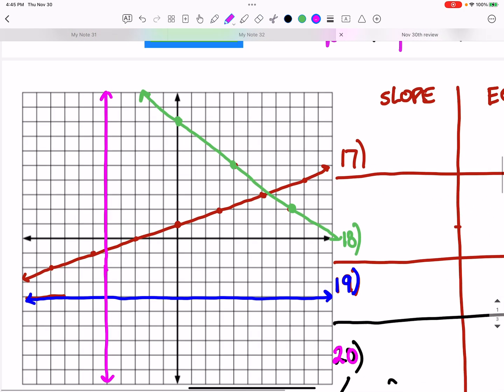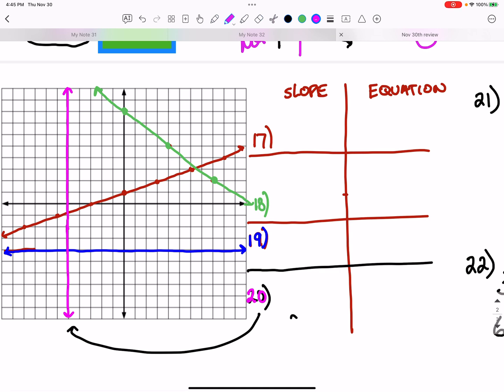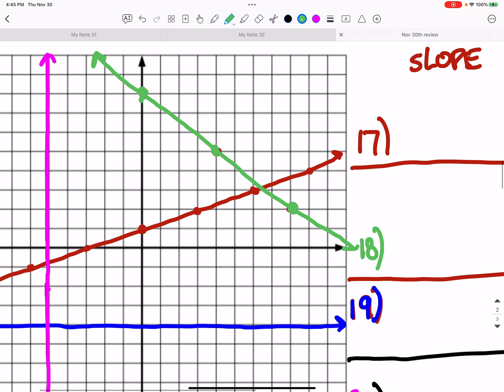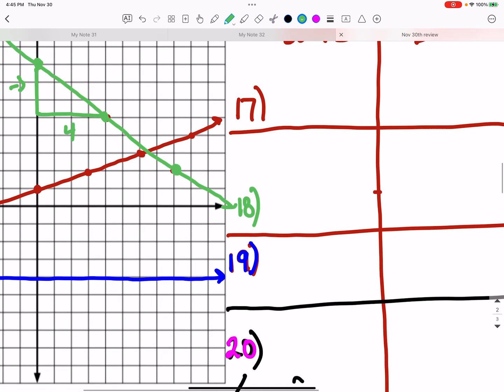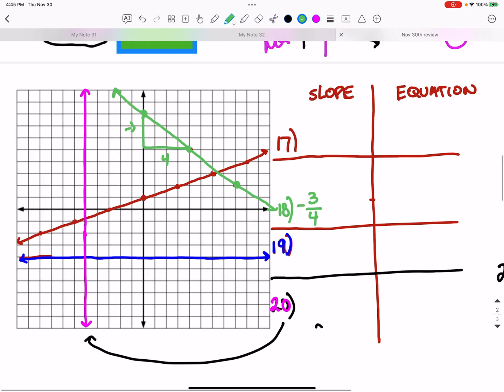Okay. Down here, these should be getting pretty old for you guys. Let's see. For the green one, I'll do that one first. What is that? Down 3, negative 3, forward 4. So down 3 over 4, and it's going down with my right arm, so that's a negative 3/4.